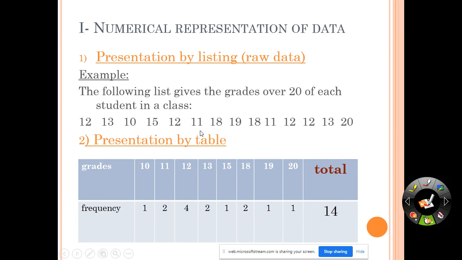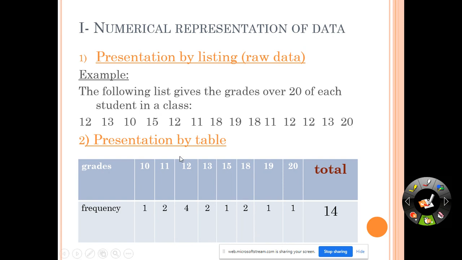I have 10, 11, 12, 13. How many 10s do we have? One. Frequency means how many got this grade. One student got 10. For 11, I count 1, 2, so 2 students got 11. For 12, I have 4. 13, 2. 15, 1. 18, 2. 19, 1. If I add 1 plus 2 plus 4 plus 2 and so on, I know that I have 14 students in the class, because counting the grades gives 14. It means I have 14 grades and 14 students.